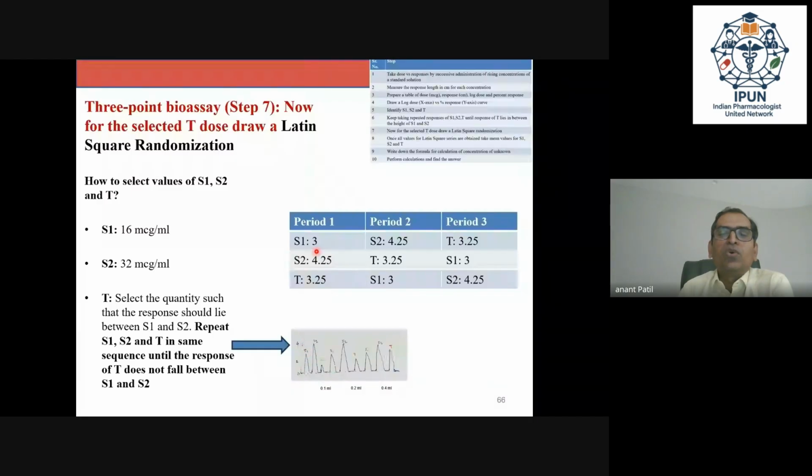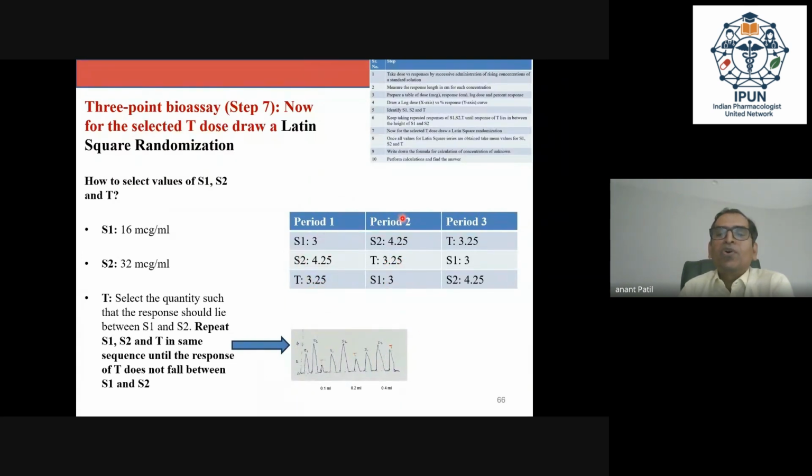How many centimeters did you get for S1? You got 3. Here also you got 3. Here also you got 3. For S2 you got 4.25 centimeters. Here also you got the same thing. Here also the same thing. For T you got 3.25. Here you got the same again.